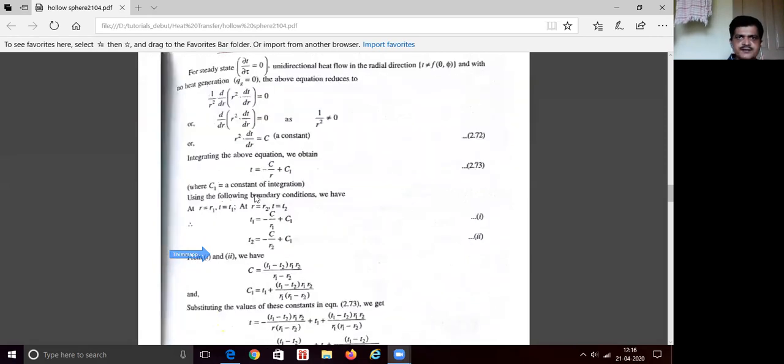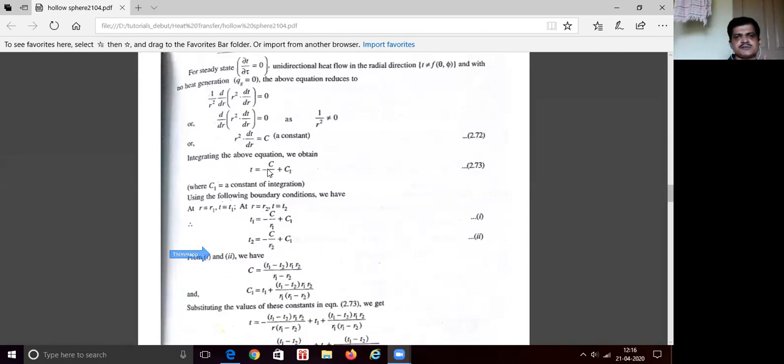Then 1 by r square is missing here. 1 by r square cannot be 0. Sorry, not missing. It cannot be 0. Therefore, this r square dT by dr differentiation should be 0, so r square dT by dr should be a constant. Using this, now we have to calculate ordinary integration, and we find the equation by integrating: T is equal to C by r plus C1.